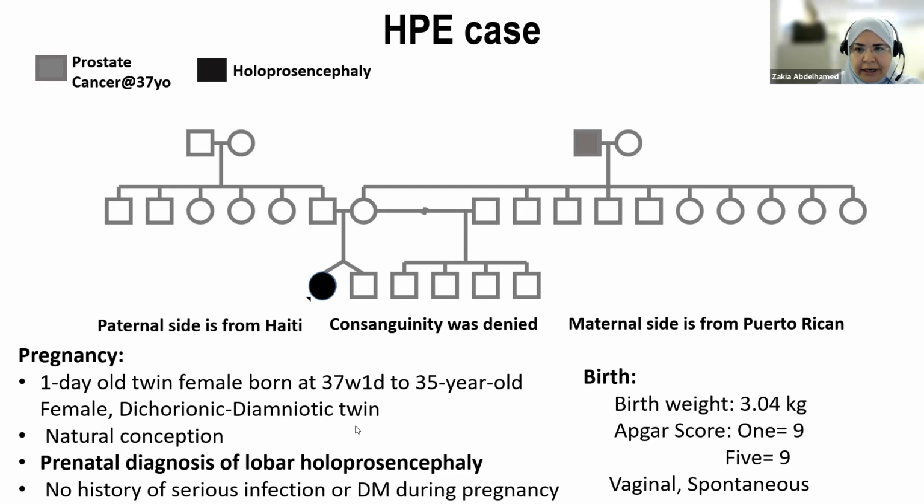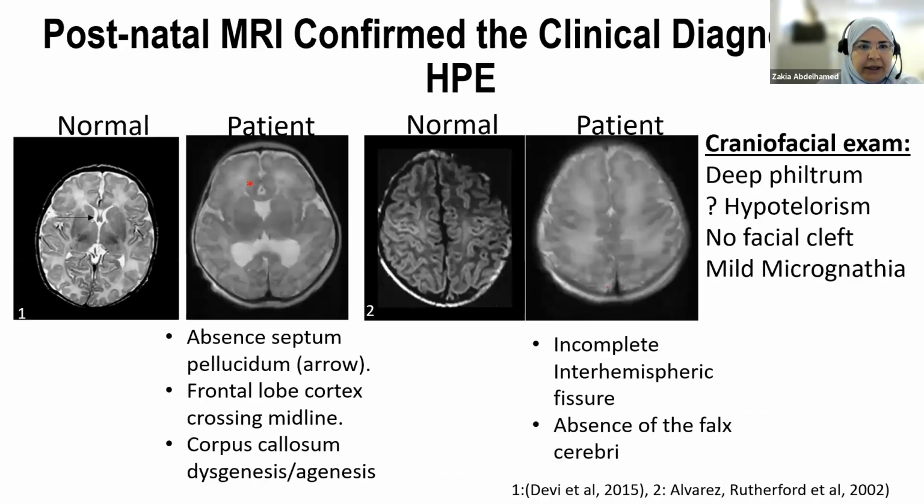The Apgar scores at the time of birth, at 1 minute and 5 minutes, were perfect, and the birth weight was okay. Everything was perfect, and consanguinity was denied, apart from the prenatal diagnosis of lobar holoprosencephaly. The postnatal MRI confirmed the prenatal diagnosis.